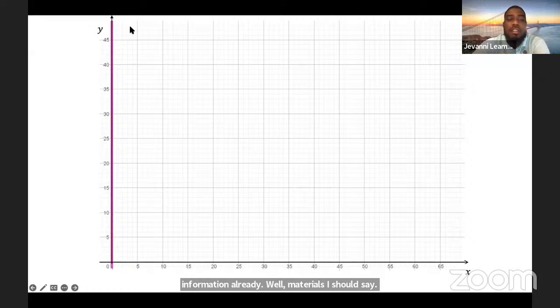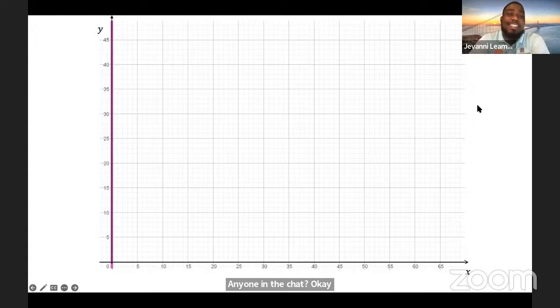All right. Is that purple? Because I am colorblind. Men are colorblind. So that color that you see, that's either purple or pink. Can somebody remind me what color that is? Anyone in the chat? Okay, purple. I must really hate purple. But anyways, purple.